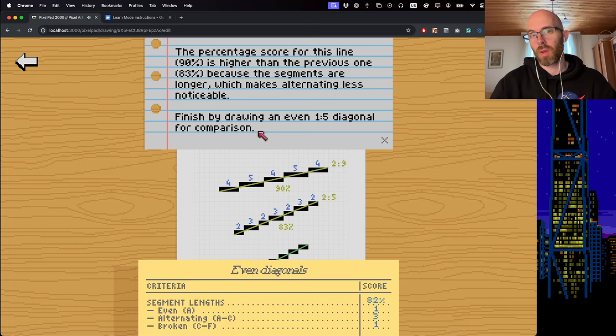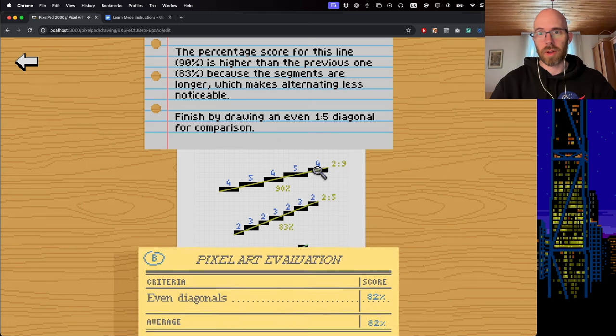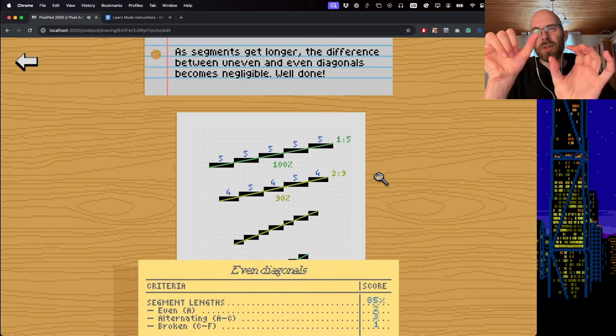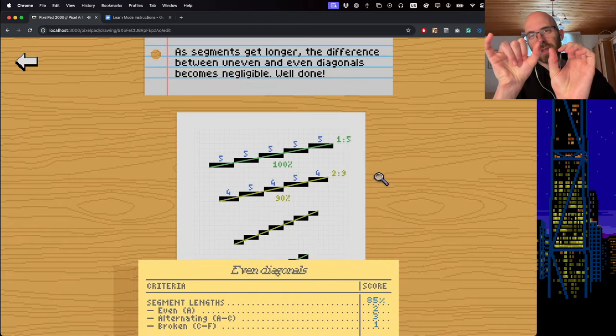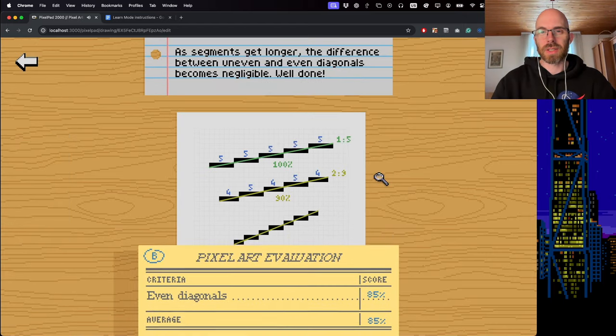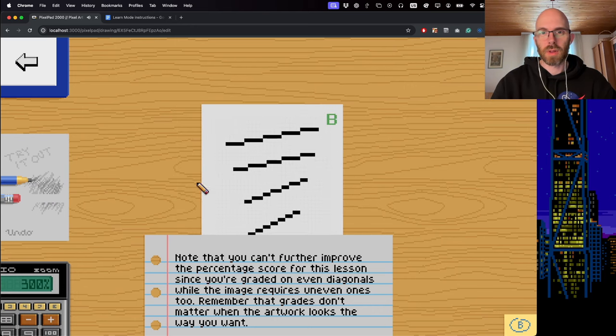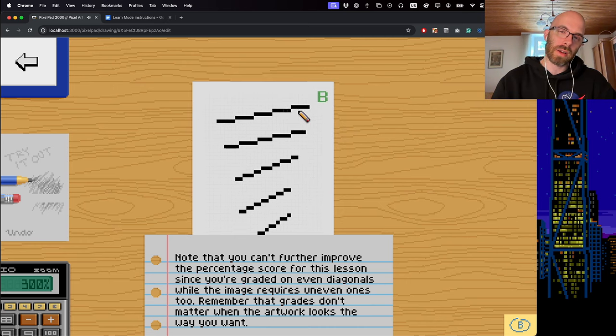Here it asks you to finish by drawing an even 1-5 diagonal for comparison. So let's go here. We can, of course, use the constraint to just draw it directly. 4 and 5. Length of segments is close enough that you don't really see it that much. So if you look at it here, especially if you zoom out, yeah, it's not that bad, right? And then the higher it goes, you can't really notice it anymore.